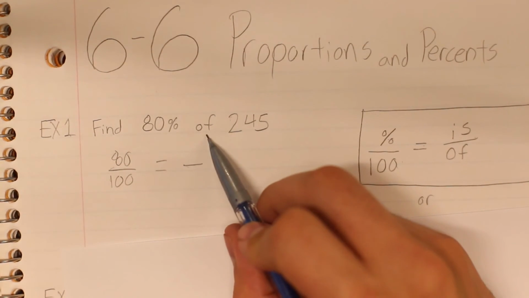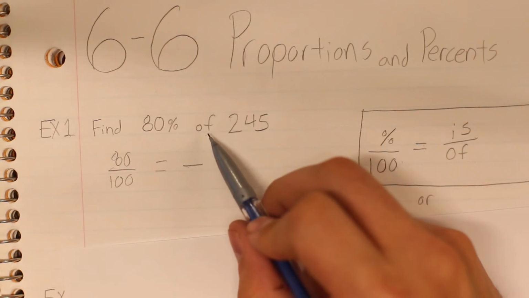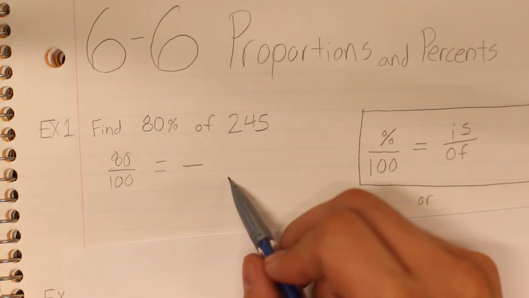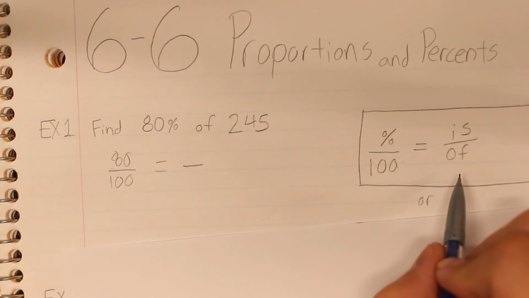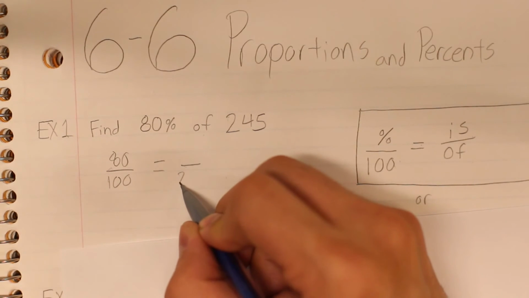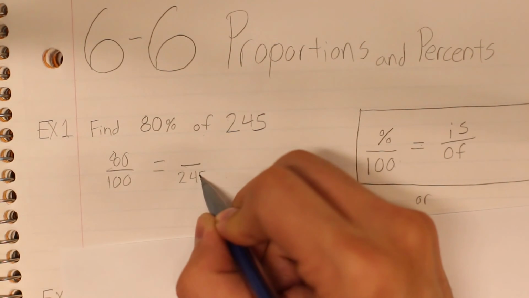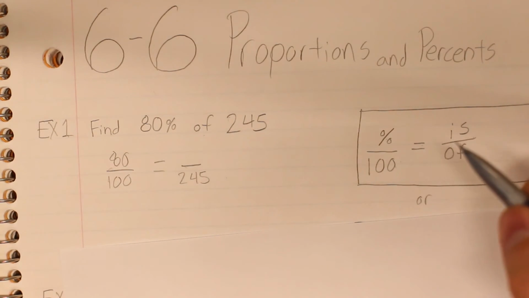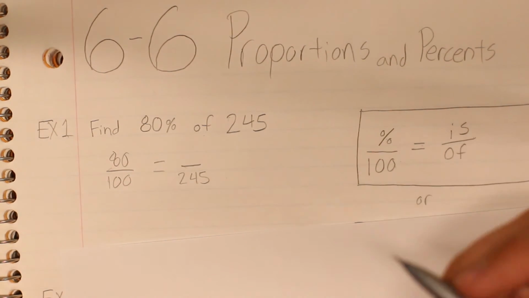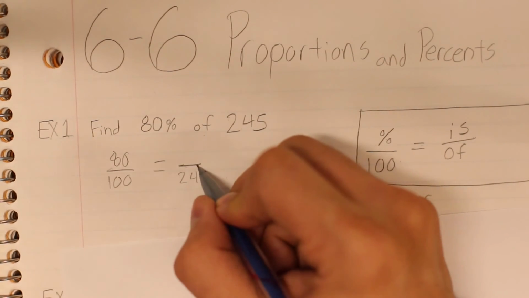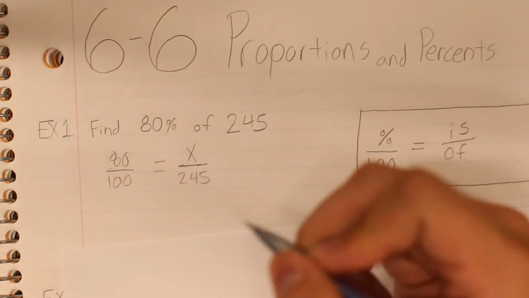Now, of, whatever comes typically after of, is the whole. It's the part that goes down here. You see how we have there of right here? Of goes right there. So we take 245, put it there. Well, I don't have an is anywhere in here. That's what I'm looking for. I'm looking for the part. I'm looking for the 80% of this number. So that's where I put my variable, x.